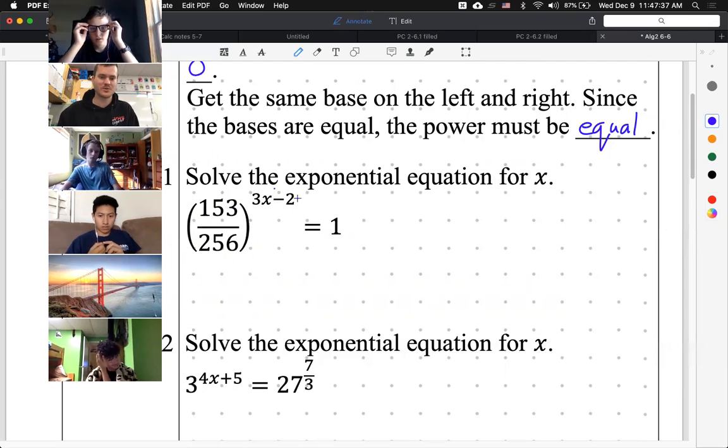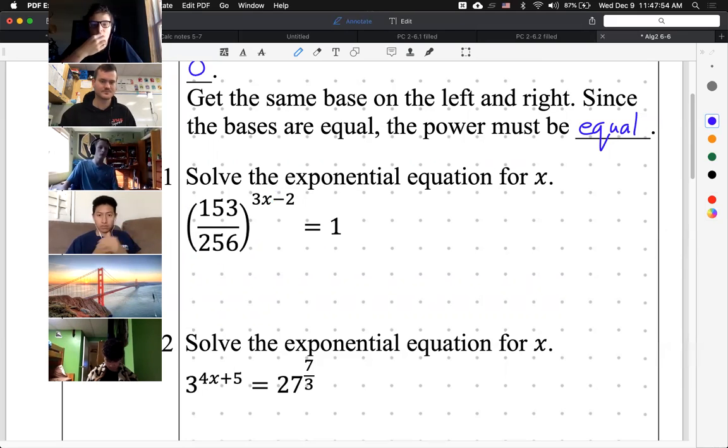What does this exponent really equal? We know that this 3x minus 2 is equal to a certain number because anything for the base to the power of something is equal to 1. What did I just say? Like one of the strats. Charles? Anything to the power of 0 is 1. Yeah, so this 3x minus 2 must be 0. That's the only way that I can get to 1. So that's our first step.